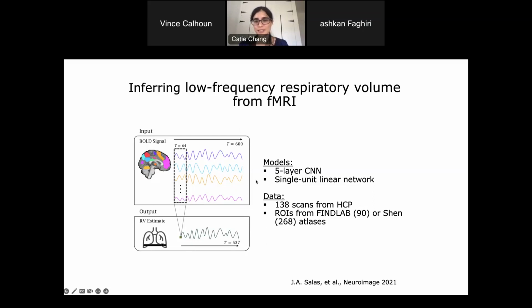And we compared two different models. We looked at a convolutional neural network as our more complex model, and we also looked at a simple single unit model, no nonlinearities. So it's just a linear network. And this set of models is operating in a sliding window fashion. So if you imagine taking a window of input data that consists of your fMRI signals sampled from a set of different brain regions, and sliding that over, and at each window trying to predict the center point there in a continuous fashion.